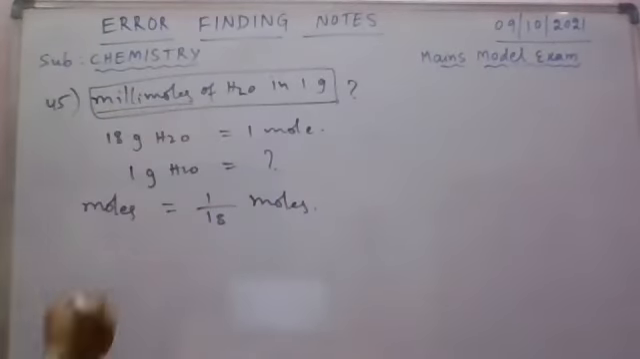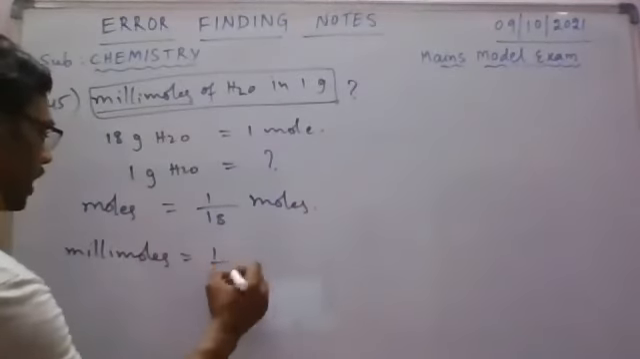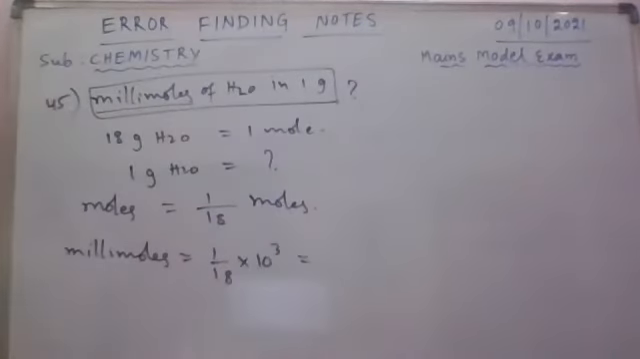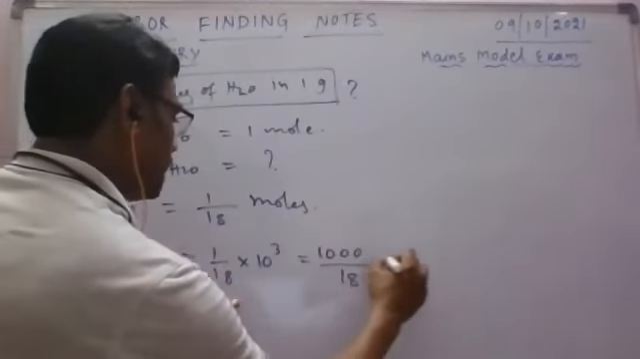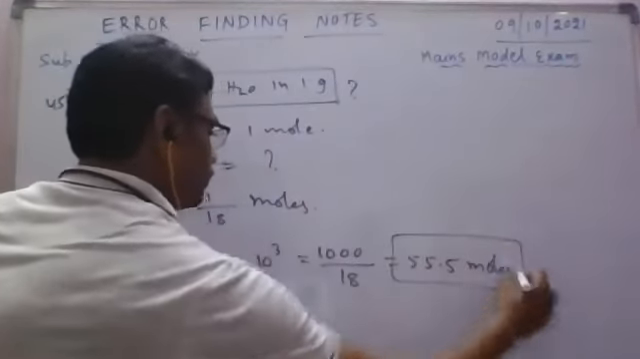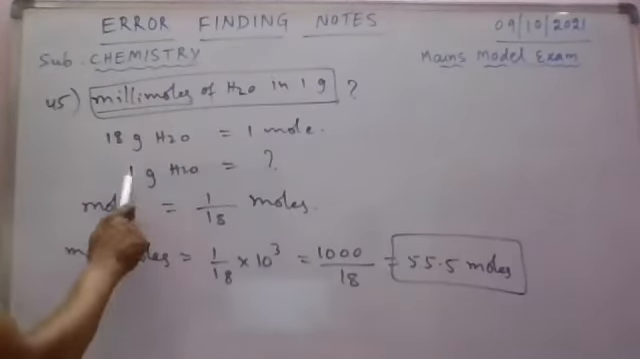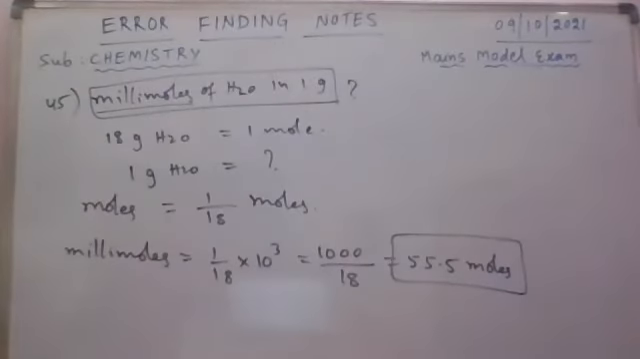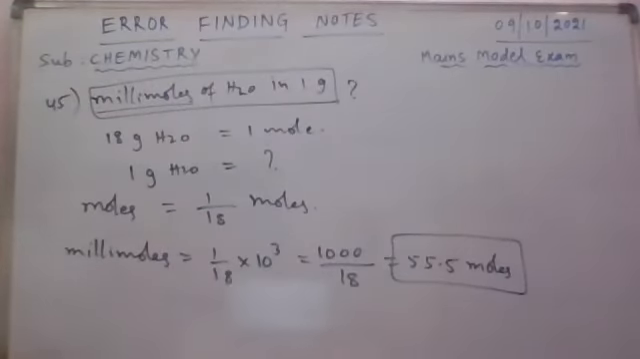But the question is about millimoles. Here millimoles is equal to 1 by 18 into 10 cube. 10 cube means 1000. 1000 by 18, you get 55.5 millimoles. 18 grams is 1 mole, 1 gram is 1 by 18 moles. For millimoles, multiply moles by 10 to the power minus 3, sorry, plus 3.